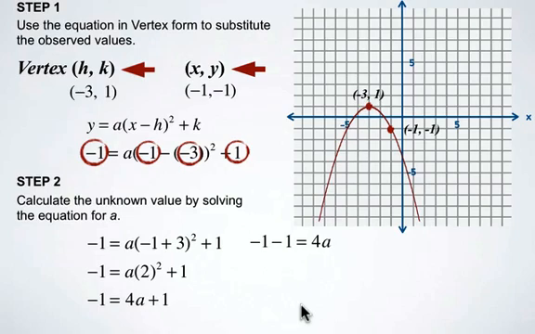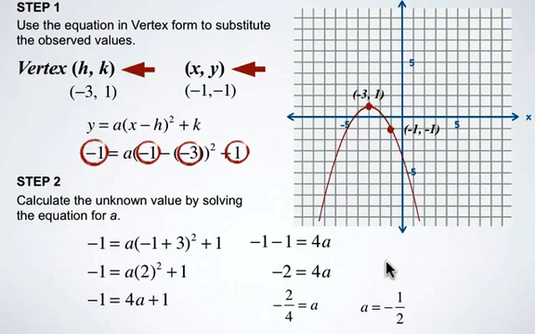Negative 1 minus 1, so we've gotten rid of the 1 on this side, so it becomes a negative 1 on this side. So negative 1 minus 1 is negative 2. Negative 2 is equal to 4a, and so a is equal to negative 2 over 4, or a is equal to negative 1/2.